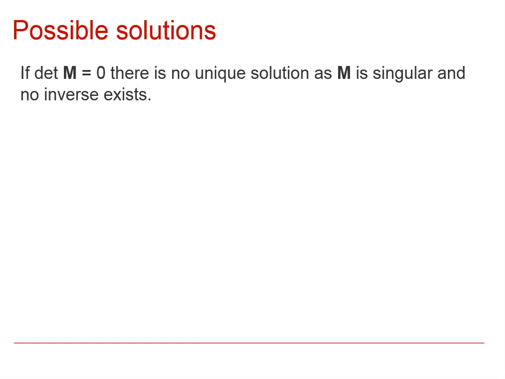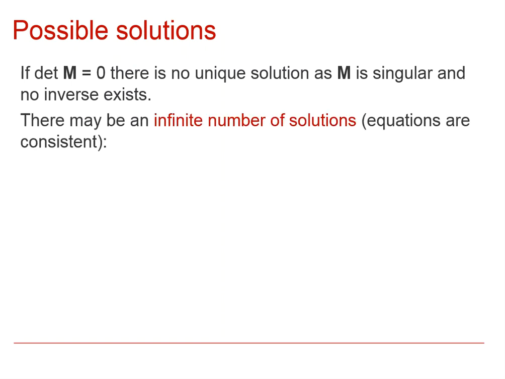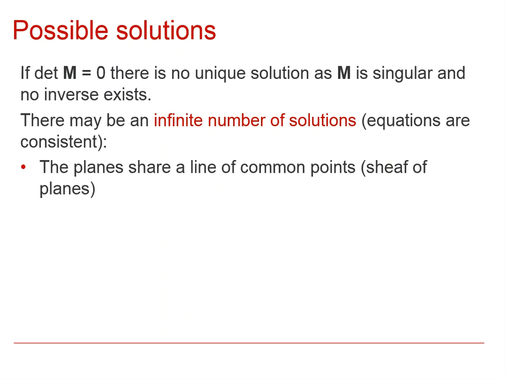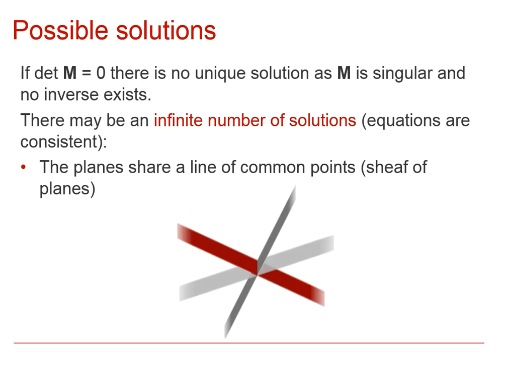If the determinant of M equals 0, then there is no unique solution, and M is singular and therefore no inverse exists. There may be an infinite number of solutions. The equations are consistent, and that means that the 3 planes share a common line of points. So we have a sheaf of planes. For example, they may look like this, and you can see here the common line of points.